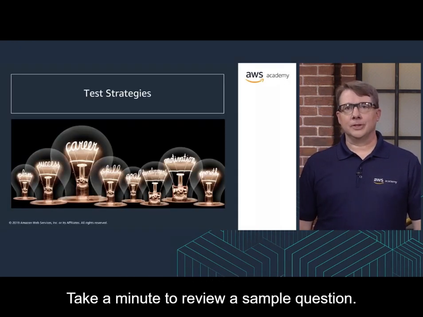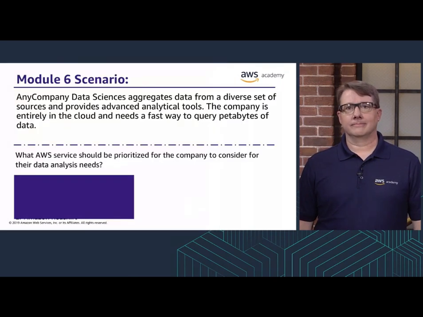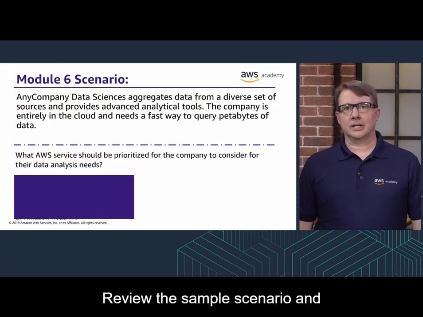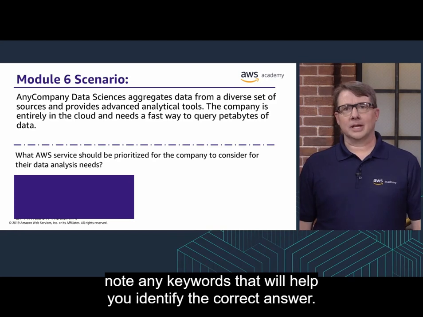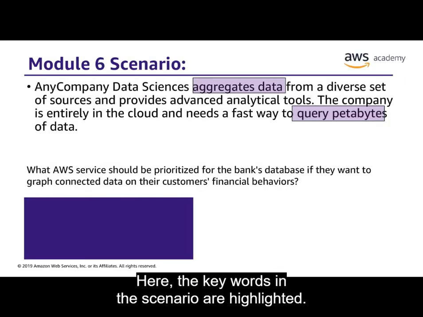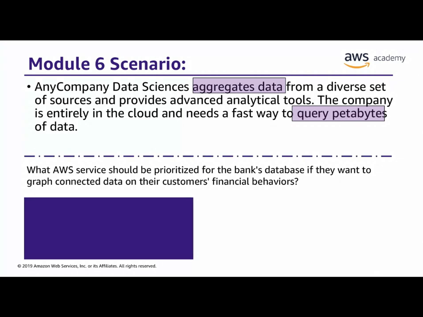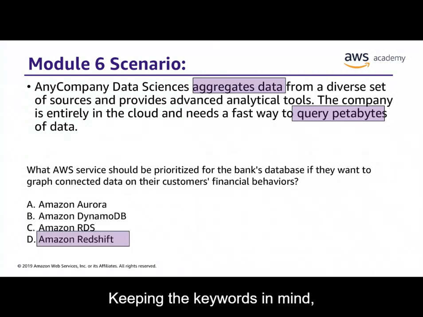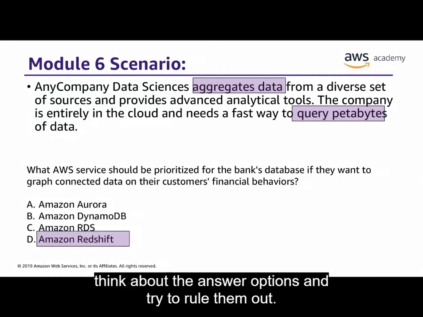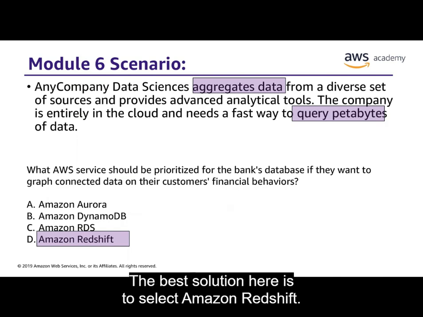Take a minute to review a sample question. Review the sample scenario and note any keywords that will help you identify the correct answer. Here, the keywords in the scenario are highlighted. Now, consider the possible answers. Keeping the keywords in mind, think about the answer options and try to rule them out. The best solution here is to select Amazon Redshift.